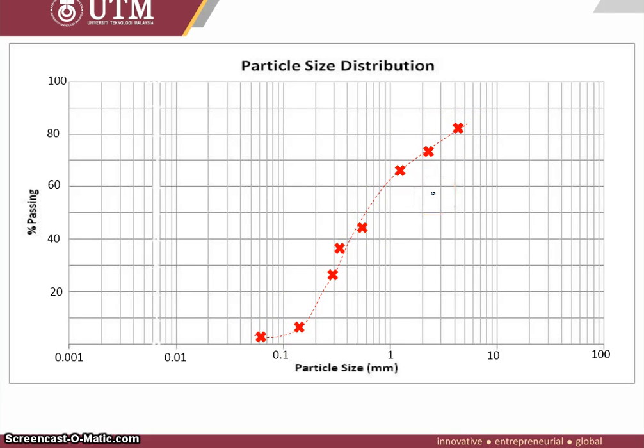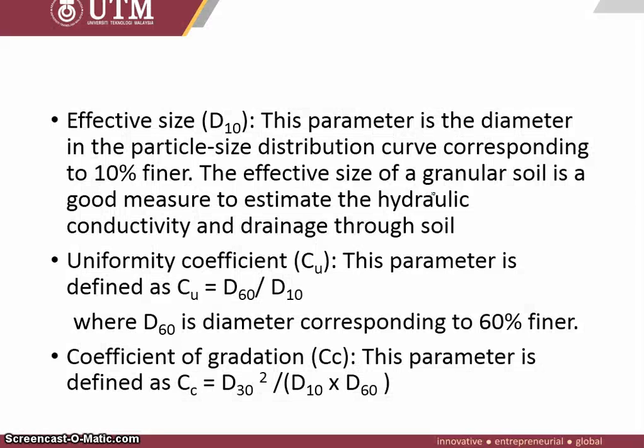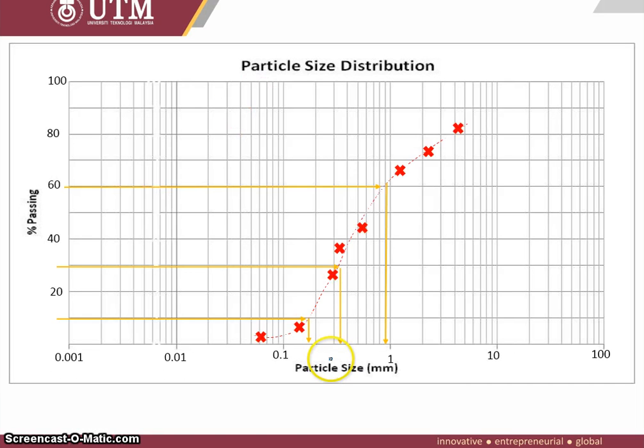What we do from these results is identify the effective sizes D10, D60, and D30, and later we can identify the uniformity coefficient, C sub U, and also the coefficient of gradation. Sometimes it is written as C sub C, sometimes as C sub G. So from the results we have, this is the D10, the effective size of 10% passing. We also do it for D30 and D60 because we want to use them in the CC and CU coefficients.